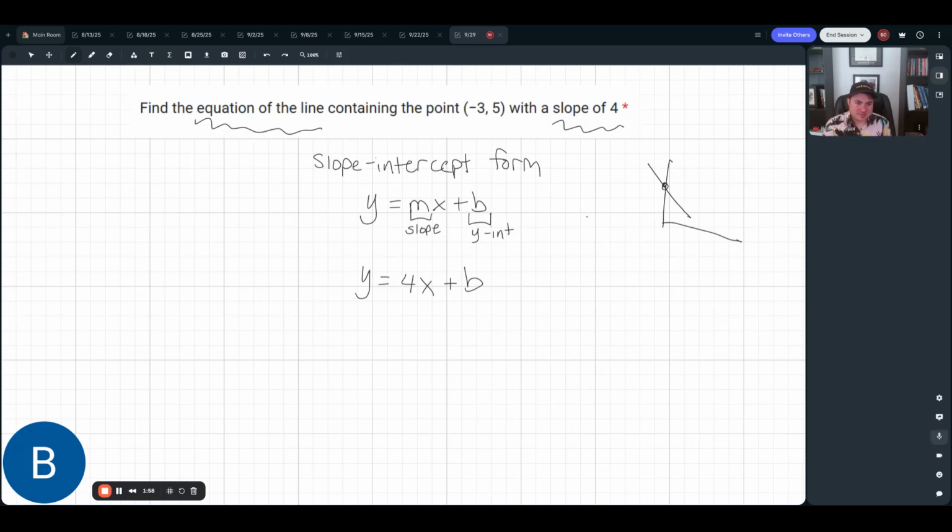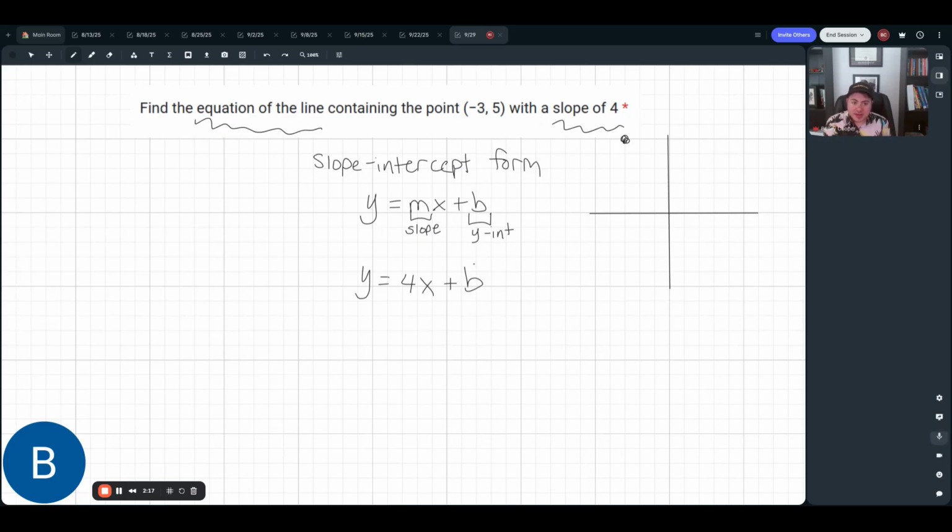And the point they give us, -3, 5, is like, see, you can see my accurate graphing here, quote unquote. -3, 5 is going to be like -3, +5. It's going to be way up here. So that's not on the y-axis anywhere. That's not going to be our y-intercept.